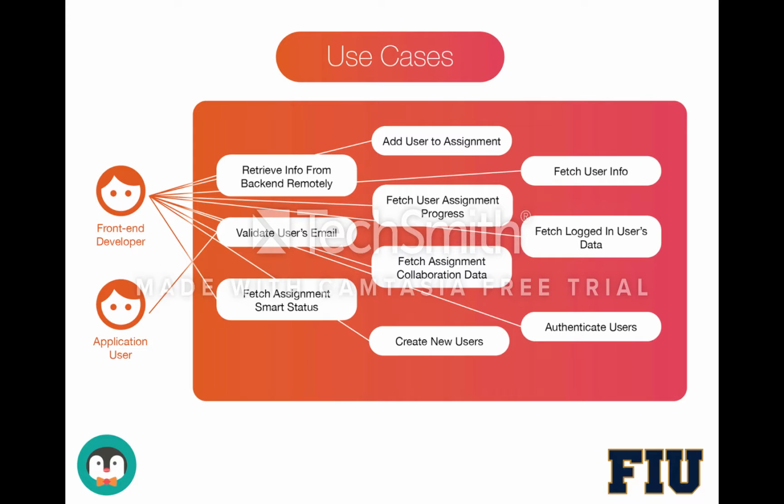We have a lot of different use cases for this project. The important ones to think about are ones like fetch user assignment progress. It is the key to seeing where the user stands on their assignments. Also is fetch user info. This is where we can start tailoring the information for that user specifically. Another one that you can see is fetch assignment smart status. This is what actually sets this app apart. Not only will we fetch assignments using deadlines, but also what is critically important.